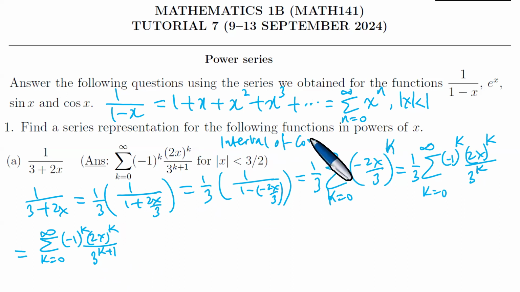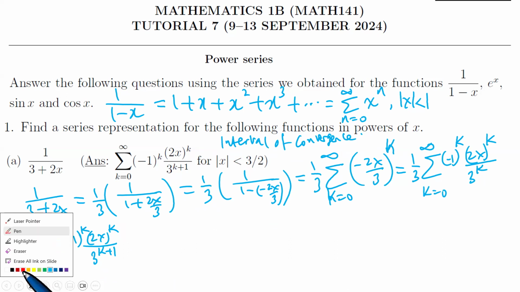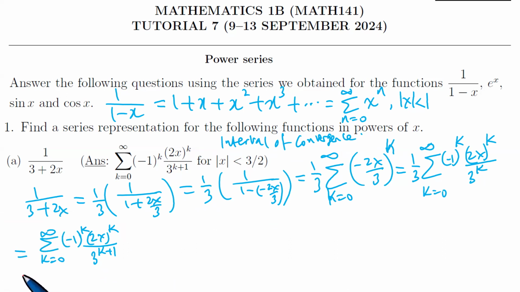Right, you must determine the interval of what? Of convergence. Then what is the interval of convergence? If you have 1 over 1 minus x, to get the interval of convergence, you just say the modulus of x must be smaller than 1. Here you will say the absolute value of this one, minus 2x over 3, must be smaller than 1.